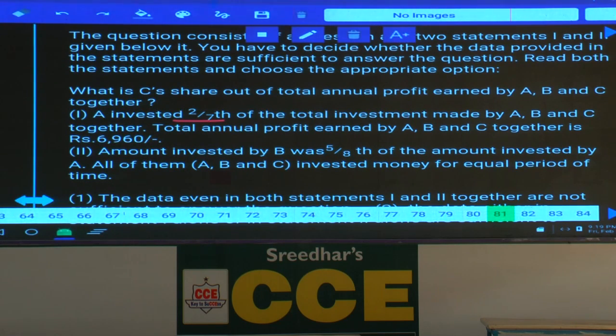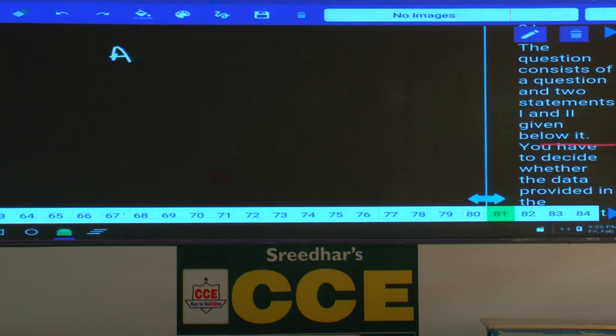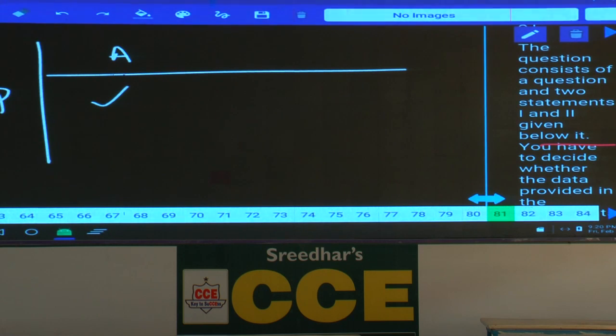As he invested 2/7, he will get 2/7 of 6,960. So can we calculate A's profit? And as they all have invested for equal period of time, and B's investment is 5/8 of A's investment, 5/8 of A's profit is also equal to B's profit. So can we calculate B's profit? Out of total profit, if you subtract these two, can we calculate C's profit? You don't have to calculate it manually and need not get the number. Just make sure whether you can get the number or not.